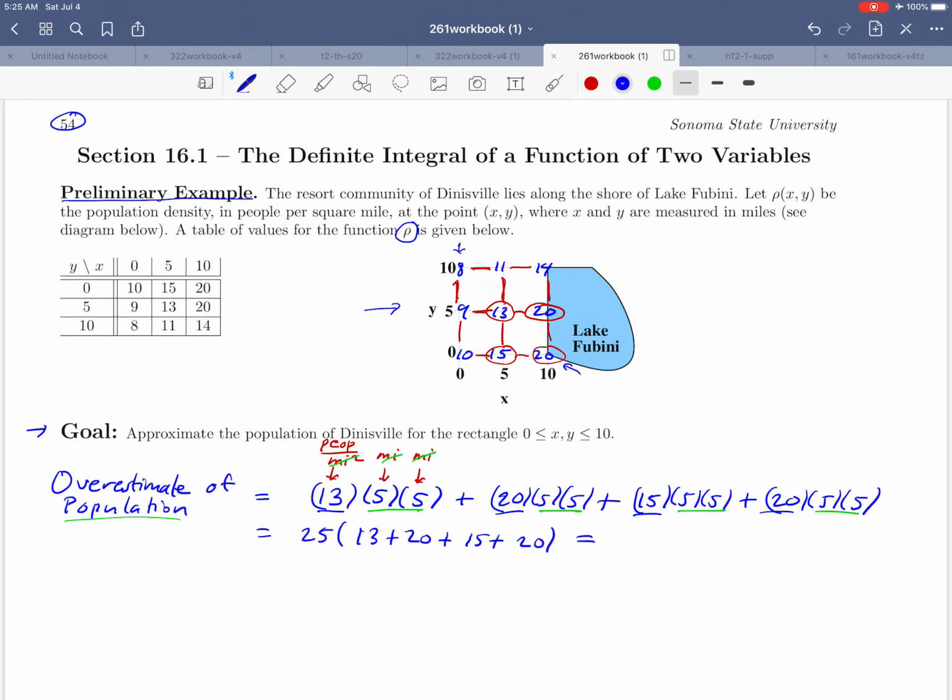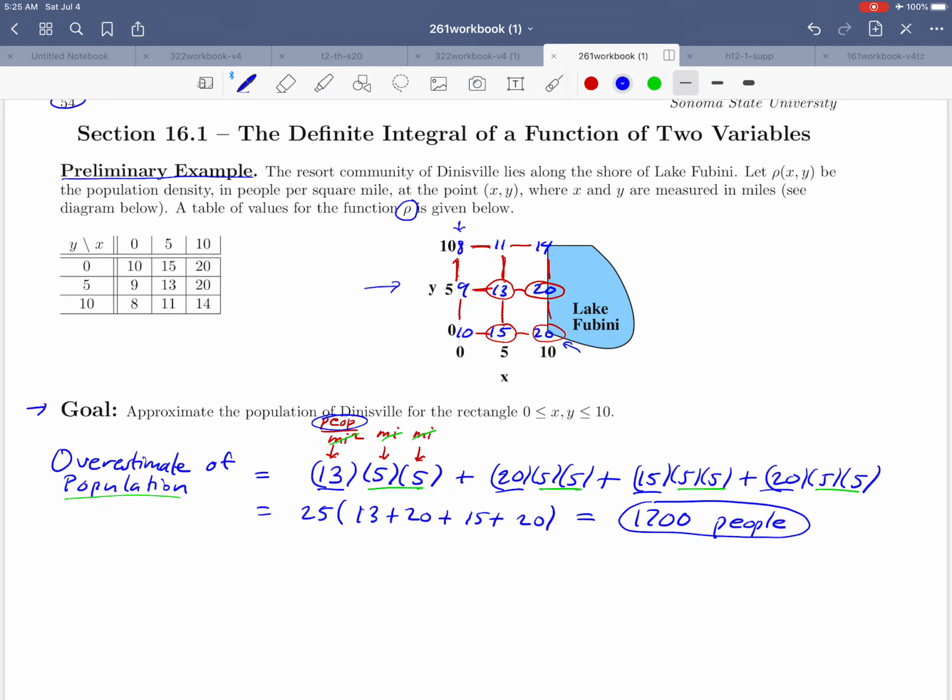Okay, and if you do the arithmetic here, you can double check me on this, you're going to get 1700, and we already did the unit analysis and notice that we're going to get people as our units there. Okay, so there's an overestimate of the number of people that are in this town. Okay, next, we're going to do the same process and come up with an underestimate of the population.